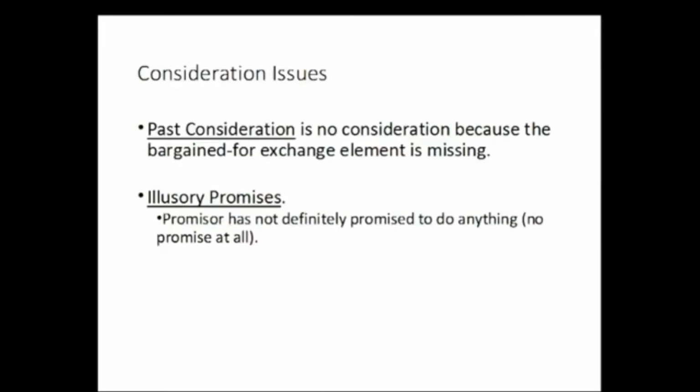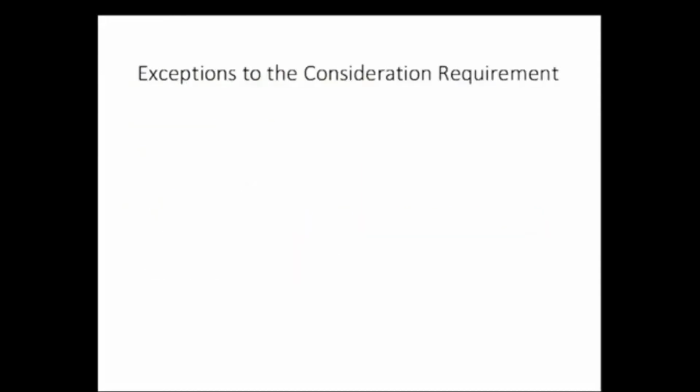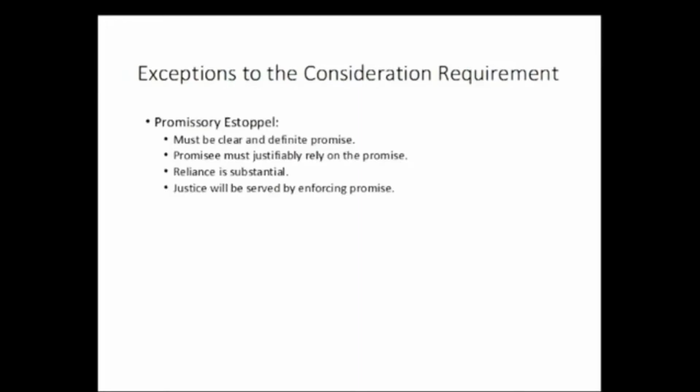Some of the issues you have in consideration: past consideration is not consideration, because you have to have that bargained-for element. So basically the bargained-for element has to be contemporaneous with the agreement on what the consideration is going to be. And there can be illusory promises. The promisor has not definitely promised to do anything, sort of a think-about-it type thing. That isn't consideration. And also if you have an option to cancel clause.